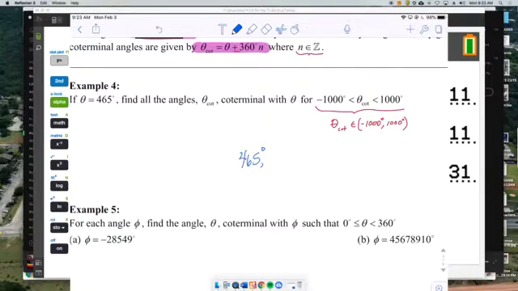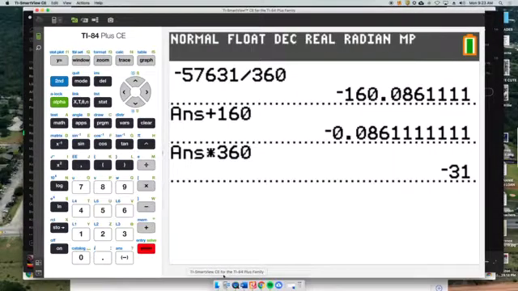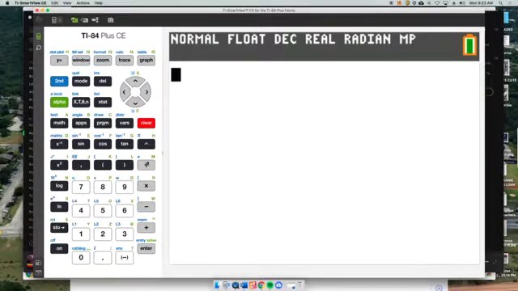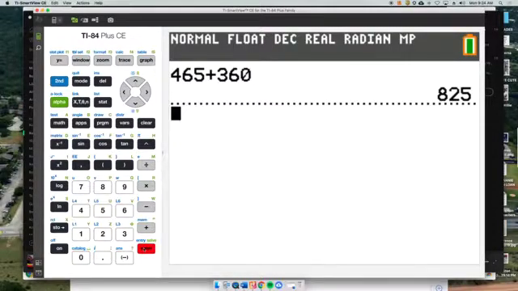How do we then go ahead and find the other angles that are coterminal with it? Add or subtract 360 degrees. So I'll do it with my calculator here. You can grab one if you have one. I'm going to type in 465, and I'm going to say plus, when n equals 1, that's 360. Is that between 0 and 1,000? Yes. So I'll write it down. That's 825 degrees.